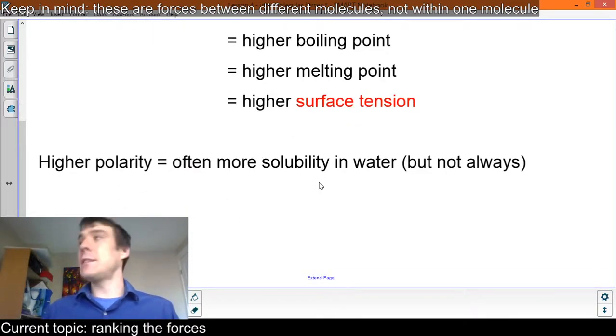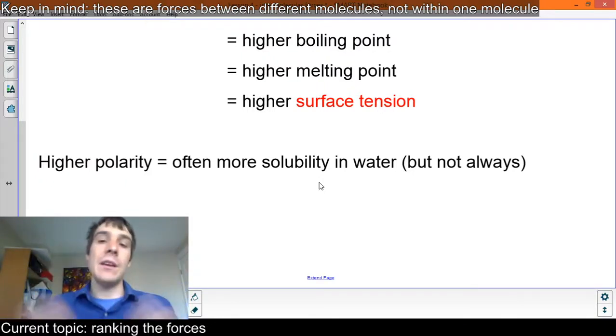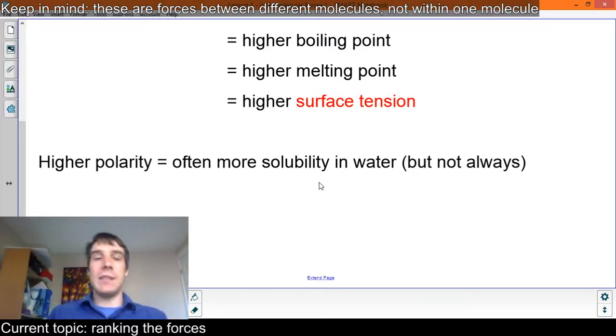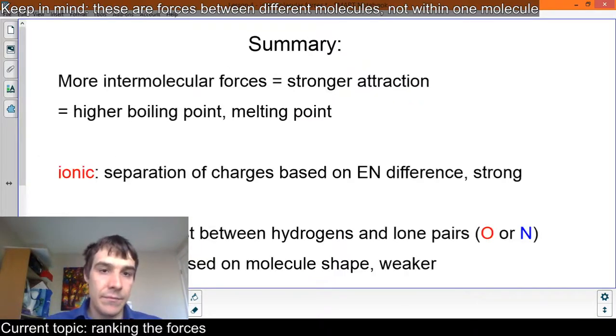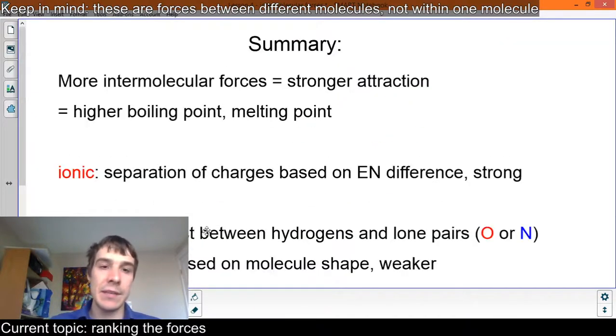And a higher polarity often means more solubility in water, but size also matters a lot. Water needs to surround something in order to dissolve it. Big molecules, even if they have polar bonds, might not be soluble in water. This is part of the reason that water sticks to glass really well but doesn't stick to plastic very well. Glass has polar bonds, and plastic has non-polar bonds.